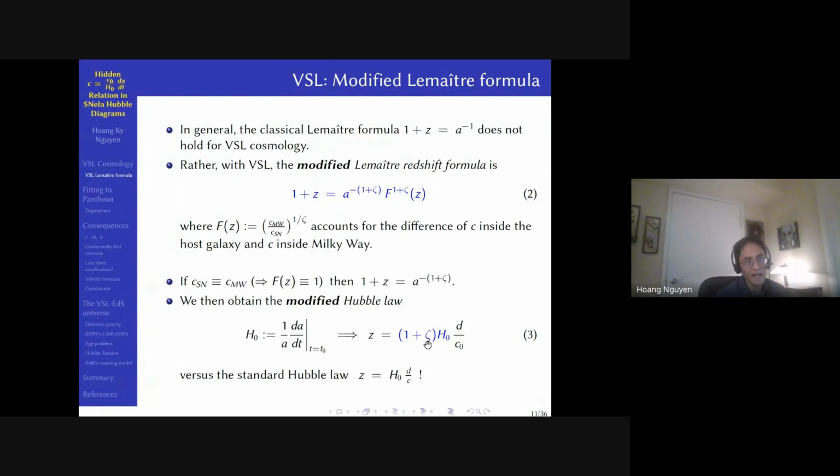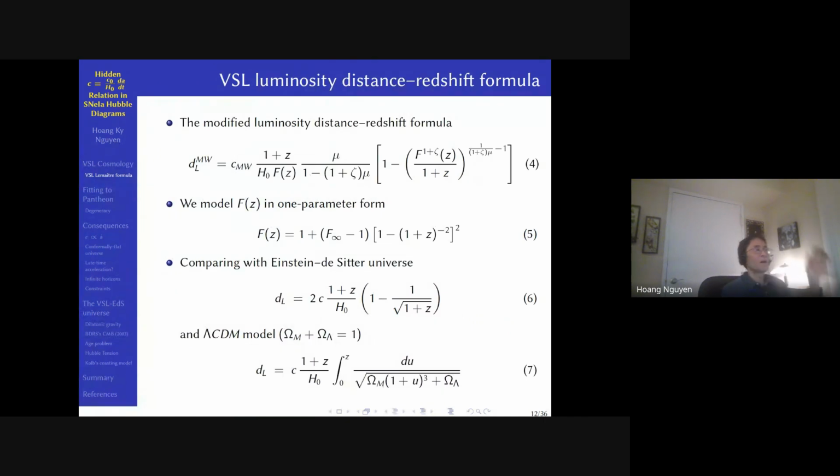Okay, and if zeta is positive, that means that we have a reduced formula in H naught. I will come back to that point, a very important one, later. All right, so the derivation of the distance redshift formula can be done, and I showed it in my paper, and it can be done in closed form. And that's the closed form, and it depends on mu, zeta, and H naught.